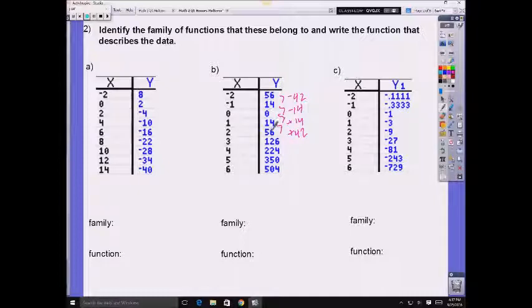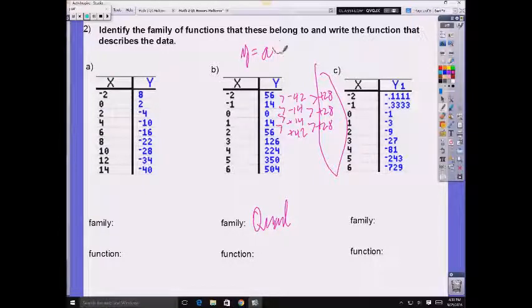If it's exponential, that means these would be doubling or tripling or quadrupling, so I bet it's going to be quadratic. So if I find the difference between a -42 and 14, that is a positive 28, a positive 28, a positive 28. Because my second change is constant, it's quadratic.